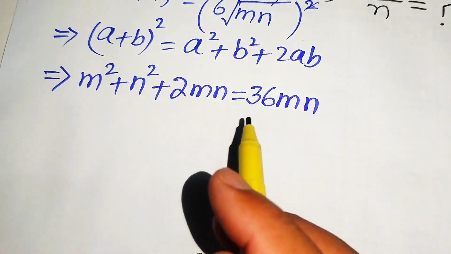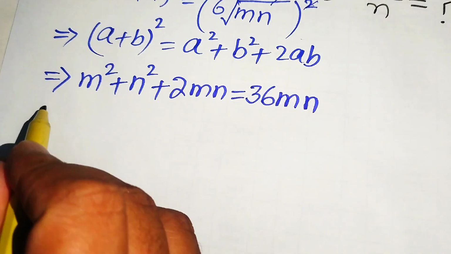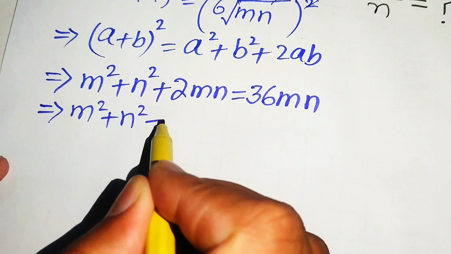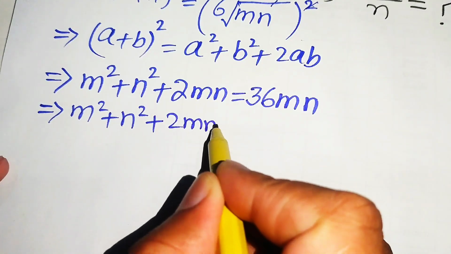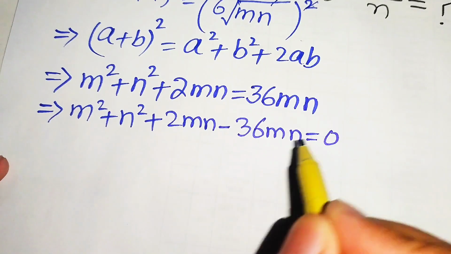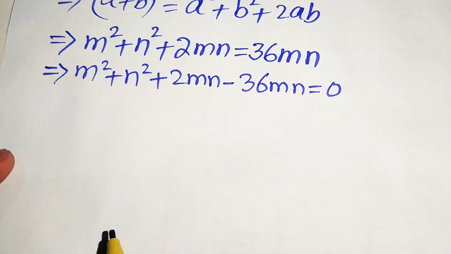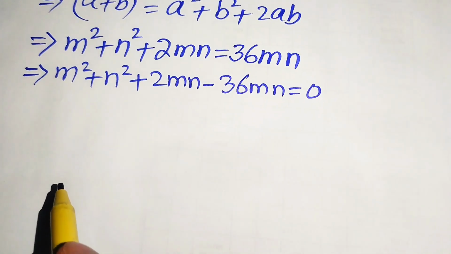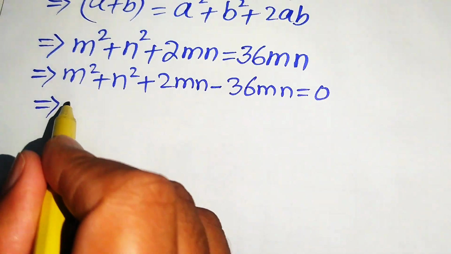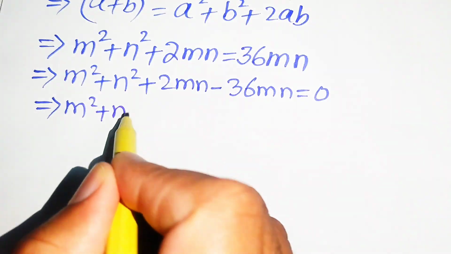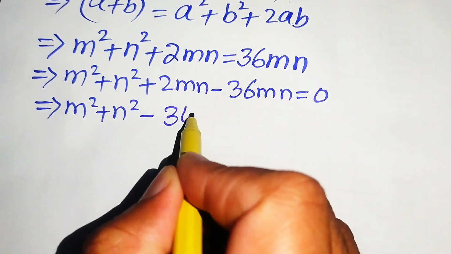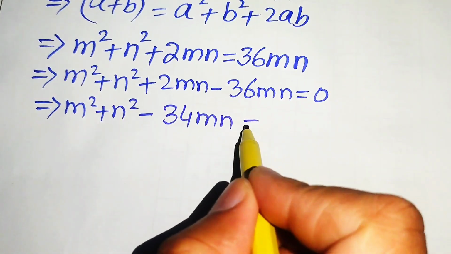Now in the next step we move this 36 times mn to the left hand side, and it will be written as m square plus n square plus 2 times m times n minus 36 times mn, and this whole equation equals 0. Here we add or subtract the like terms, and these two terms are subtracted by each other, and we write all the other terms as they are. So we have m square plus n square, 2mn minus 36mn equals minus 34mn.